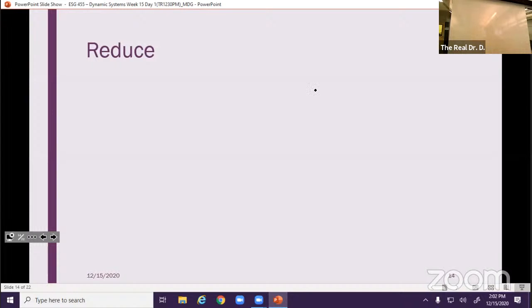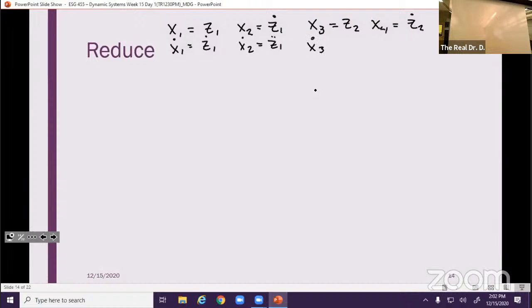And in fact, I'm going to pick just that. So I've got x1 is equal to z1, x2 is equal to z dot 1, x3 is equal to z2, and x4 is equal to z dot 2. And of course, I have to have the corresponding derivatives for each of these. Okay, there it is. Very good, perfect, everybody.